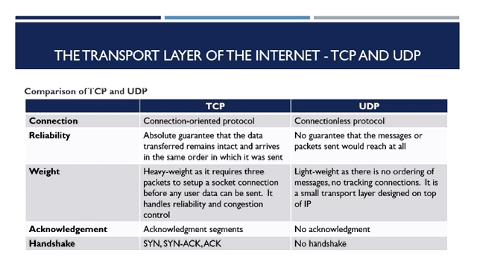Here are just a few comparisons of TCP and UDP. For connection reliability, TCP guarantees that the data transferred remains intact and will arrive in the same order in which it was sent. But UDP doesn't guarantee that the message or packets will be reachable when you send them. TCP also uses acknowledgements and handshakes, among a few others.